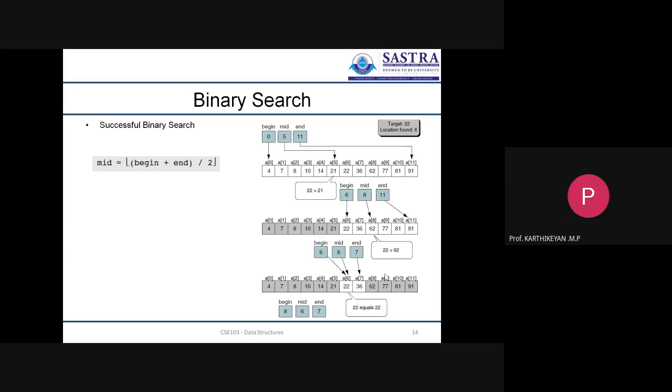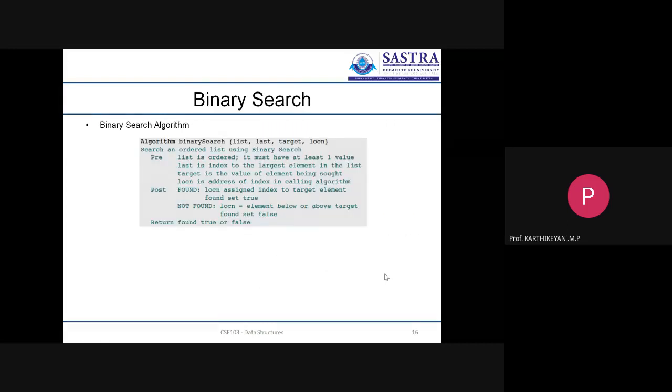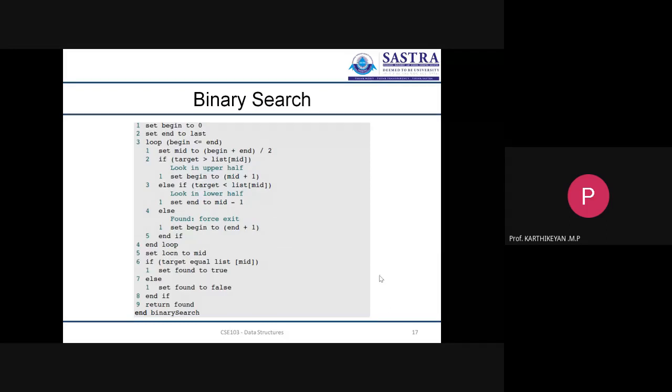Okay, let us take the algorithm and check it once. See here, this is the algorithm. First we set the begin value to 0 and the end value to the last index of the list. And we start the loop iteration. While begin is less than or equal to end, we set the middle value to begin plus end divided by 2.